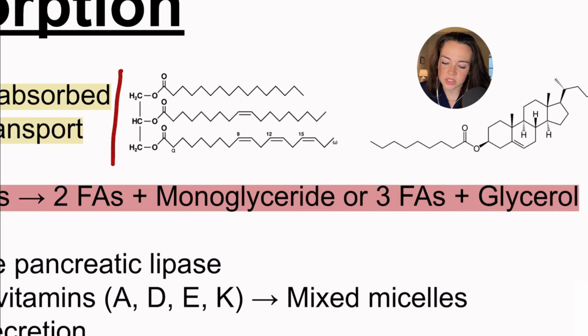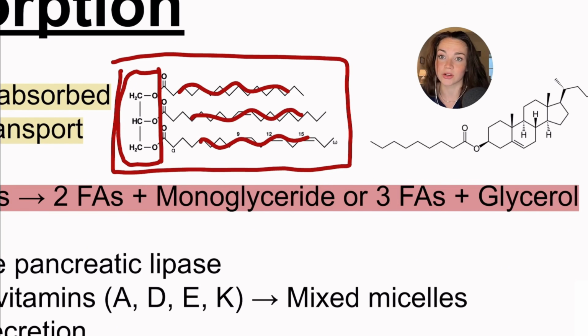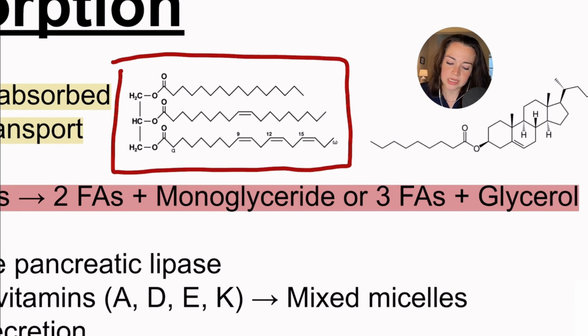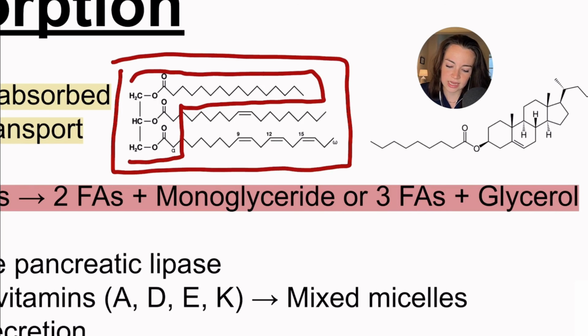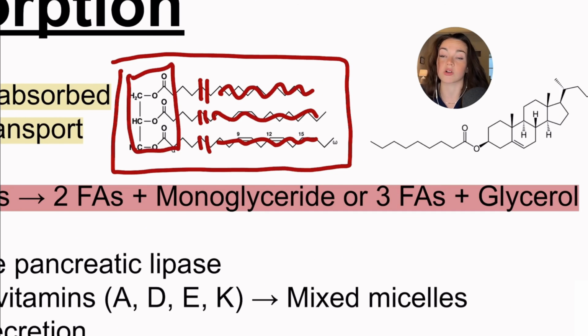So if you take a look at the structure of a triglyceride right here, you've got the glycerol molecule right here, and then these 3 long fatty acid tails that are coming off. If you want to break this up into pieces, you can break it into a monoglyceride like this, that glycerol backbone plus 1 fatty acid along with 2 fatty acid tails right here. Or alternatively, you could cleave off all of those fatty acid tails, so you'd have 3 fatty acids and then just be left with this glycerol molecule right here.